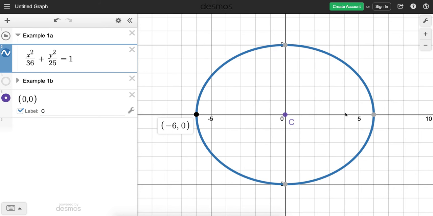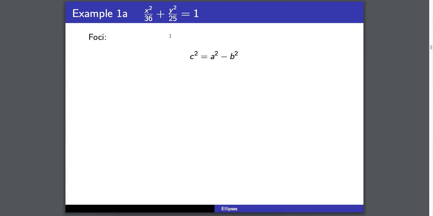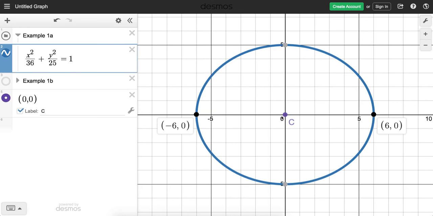So here we have a vertex at negative 6, 0. Here we have a vertex at positive 6, 0. For our foci, c squared is a squared minus b squared. So a squared is 36 and b squared is 25. So 36 minus 25 is 11. And when we take the square root of that, we get c equals plus or minus the square root of 11. So our foci, our focal points, are going to be the square root of 11 spaces going to the left and the square root of 11 spaces going to the right.